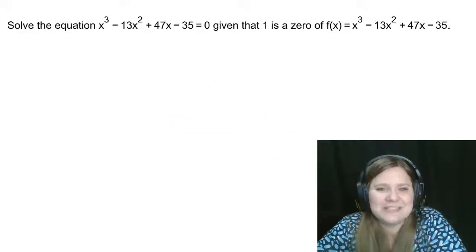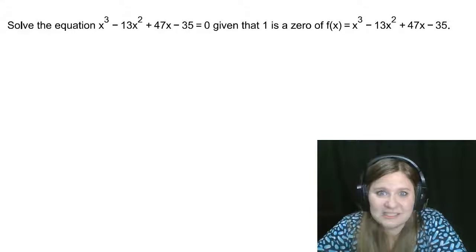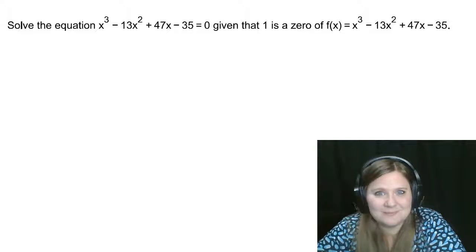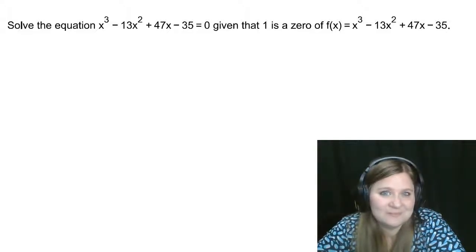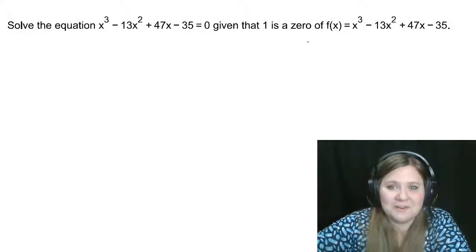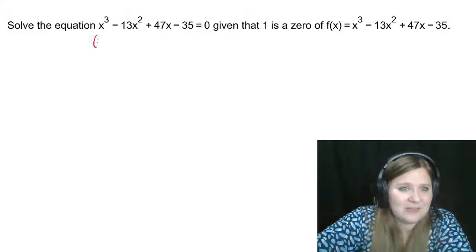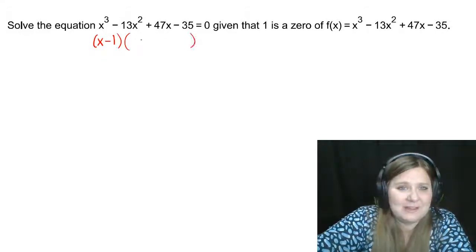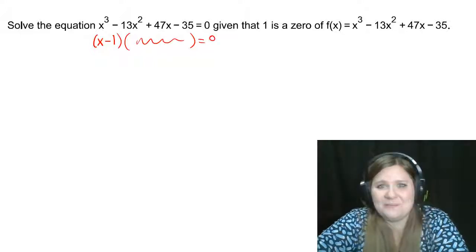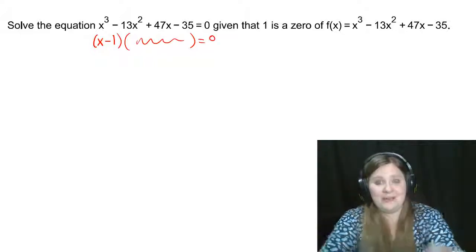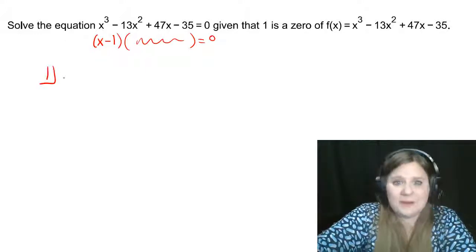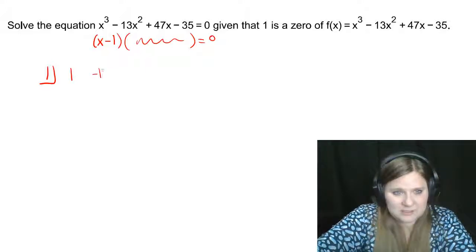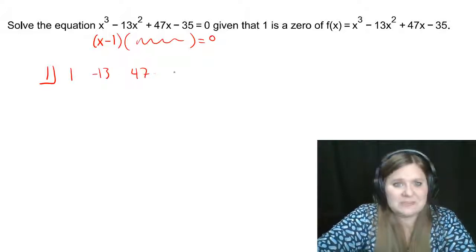All right, solve this equation given that one of your zeros is 1. All right, so first of all, notice that since 1 is a 0, I'm going to be able to factor out x minus 1. And I'm going to have something here, and it's going to equal 0. Okay, so that's the goal, is to figure out what do I have when I pull out x minus 1. So I start by putting 1 in my box, and then I have my coefficient. So x cubed minus 13x squared plus 47x minus 35.